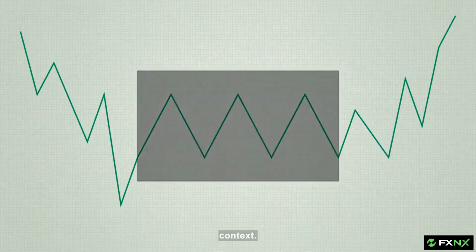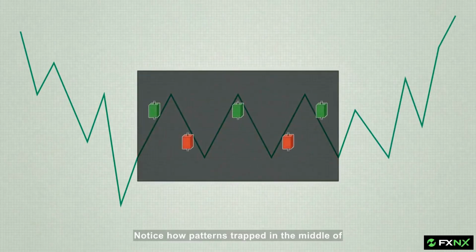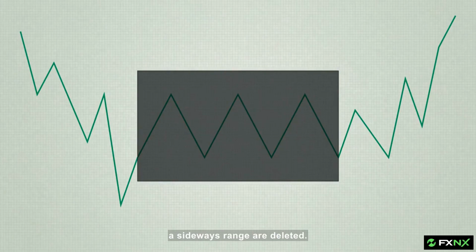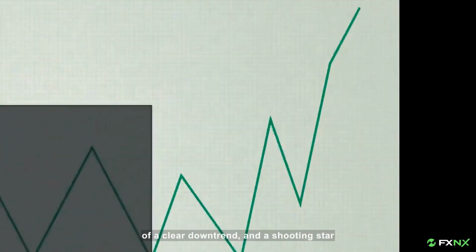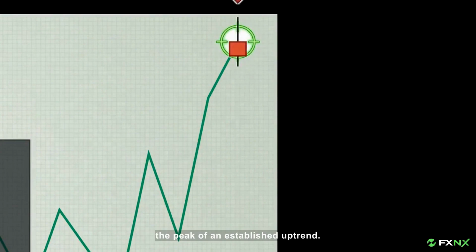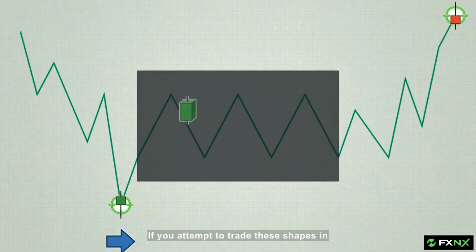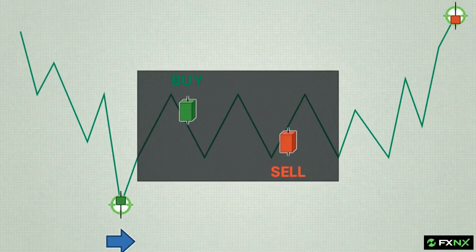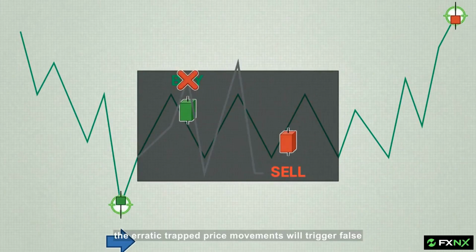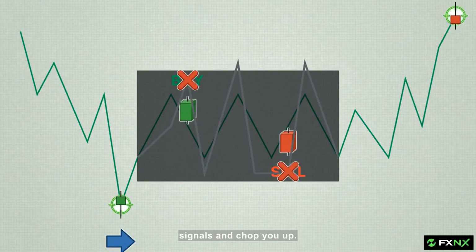This animated diagram shows our first filter, trend context. Notice how patterns trapped in the middle of a sideways range are deleted. A hammer and a shooting star are reversal patterns. This means they only matter at the absolute extremes. A hammer must exist at the very bottom of a clear downtrend, and a shooting star at the peak of an established uptrend. If you attempt to trade these shapes in a consolidating market where price is moving horizontally, the erratic, trapped price movements will trigger false signals and chop you up.